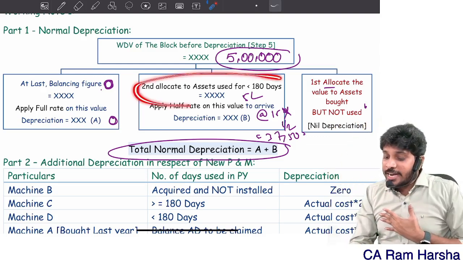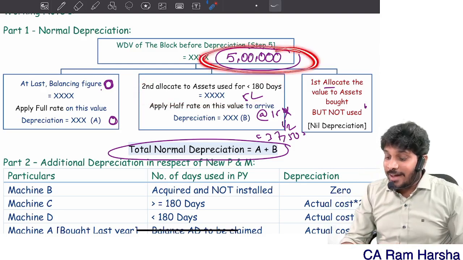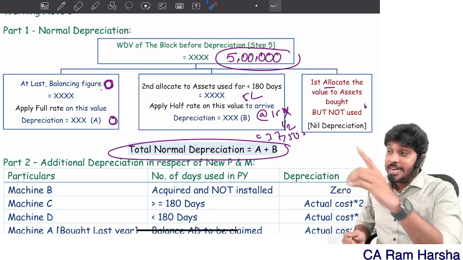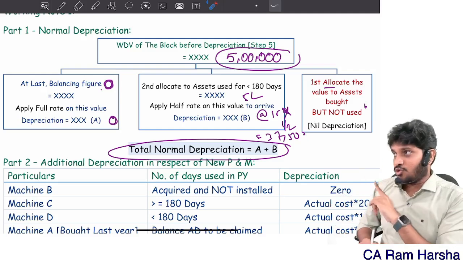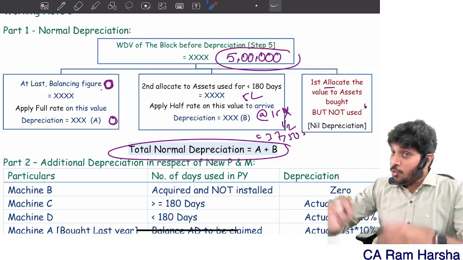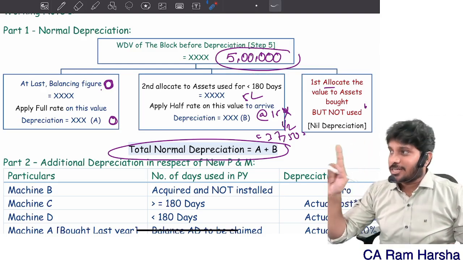Sir, why should we allocate first for less than 180? I told you the logic. Because this value generally belongs to the latest. Generally, logically. In the exam, they might give you something to confuse you. This value belongs to the opening value. New assets purchased were sold during the year. That is irrelevant for us.